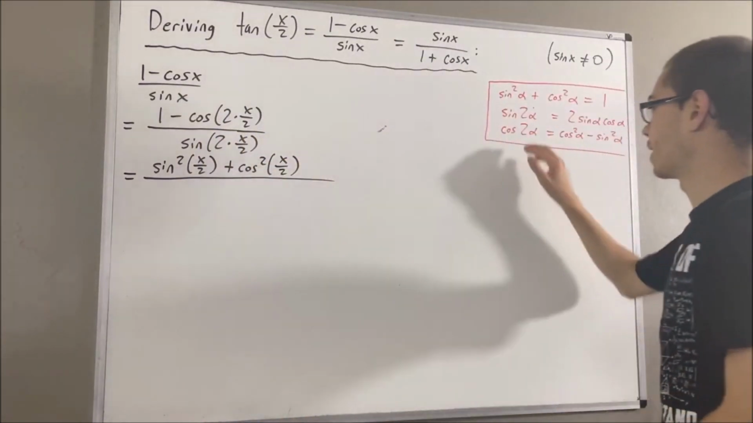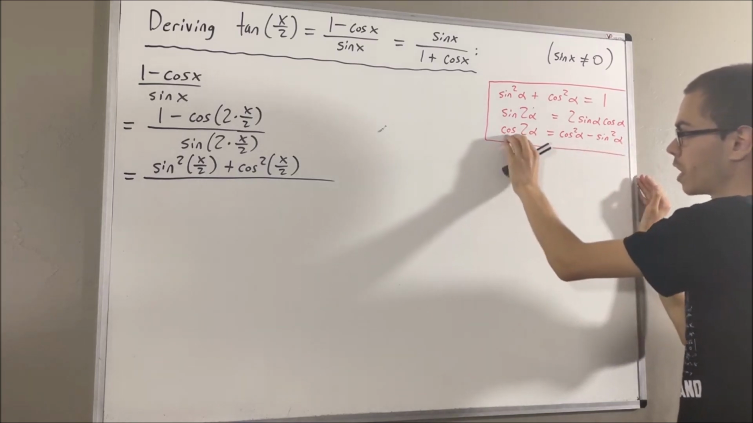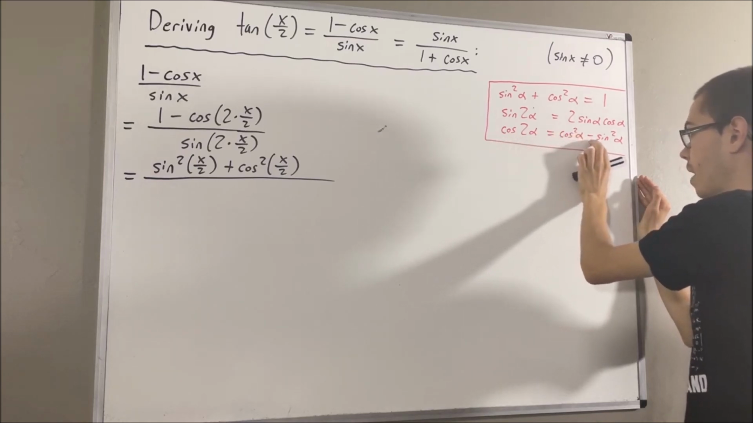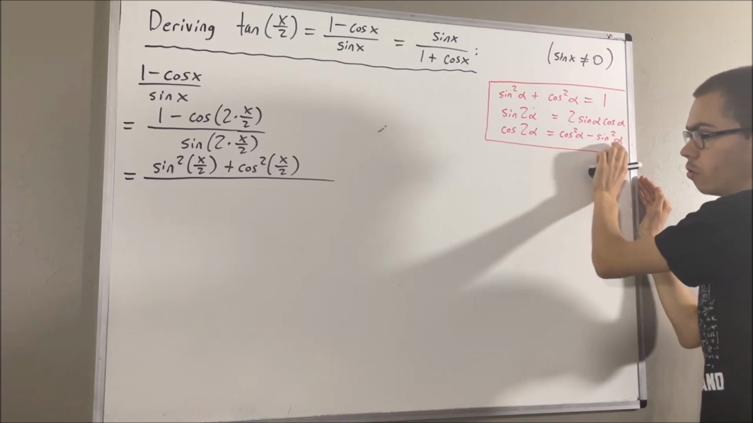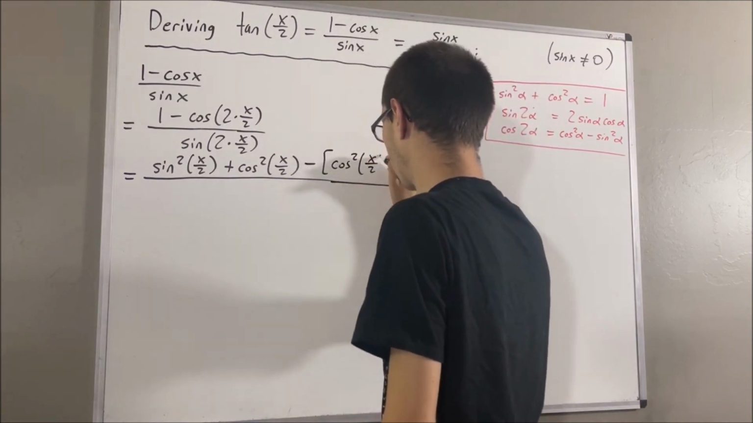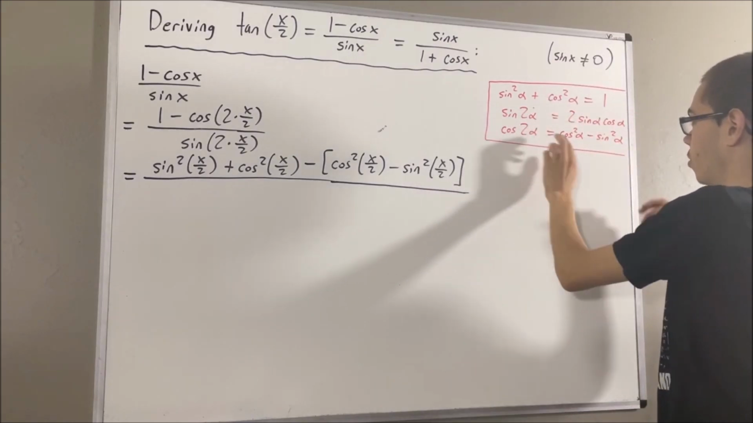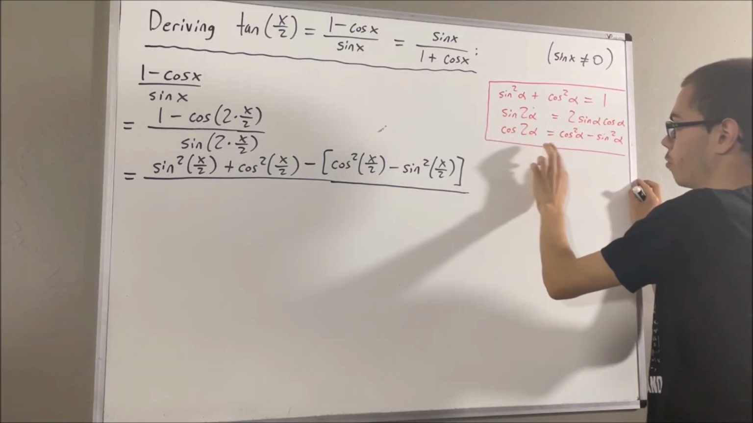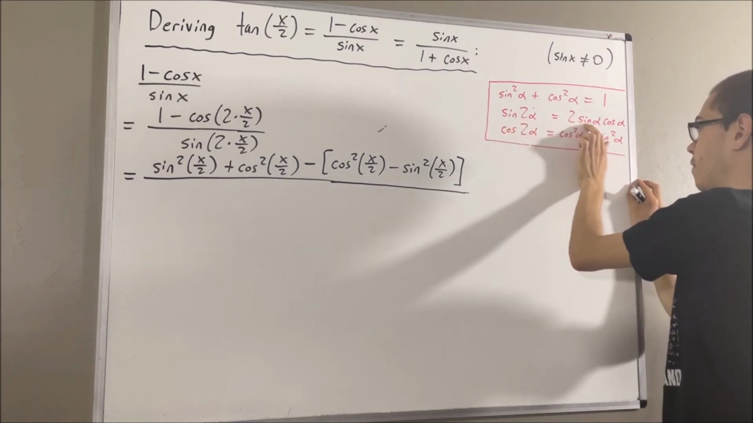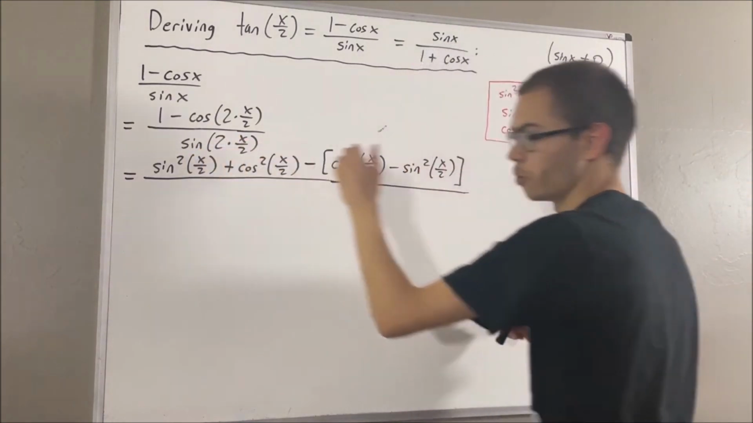Now, let's apply this identity. If we take alpha to be x over 2, we have that cosine of 2 times x over 2 is equal to cosine squared of x over 2 minus sine squared of x over 2. So let's replace cosine of 2 times x over 2 with that. And finally, let's apply this identity. If we take alpha to be x over 2, then sine of 2 times x over 2 is equal to 2 times the sine of x over 2 times the cosine of x over 2. So we'll replace sine of 2 times x over 2 with that.